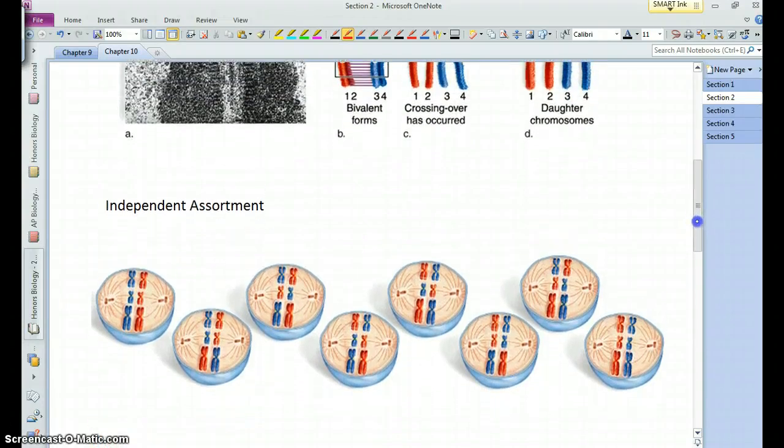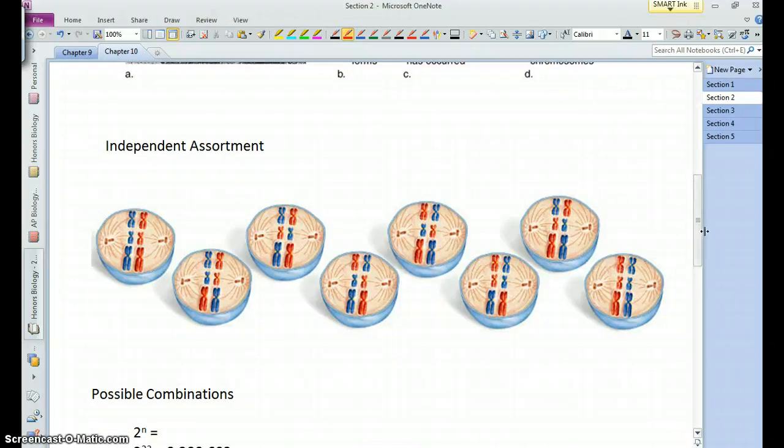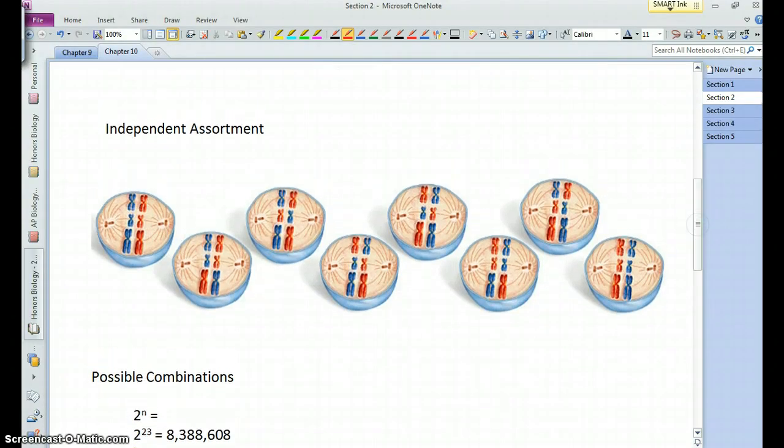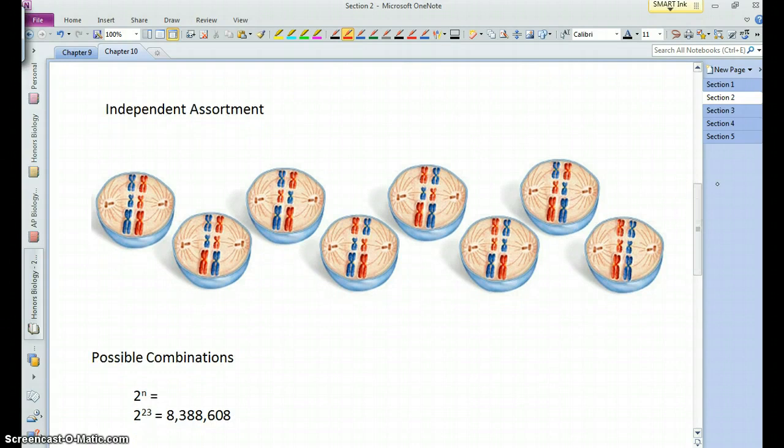Now, another part of meiosis that can generate genetic variation is what's known as independent assortment. And with independent assortment, so remember that during meiosis 1, the homologous pairs get together, and that's when crossing over occurs. But the way they line up during that meiosis 1 can differ. You can get a situation where you get all paternal ones on one side and all maternal on the other side, and essentially all possible combinations.